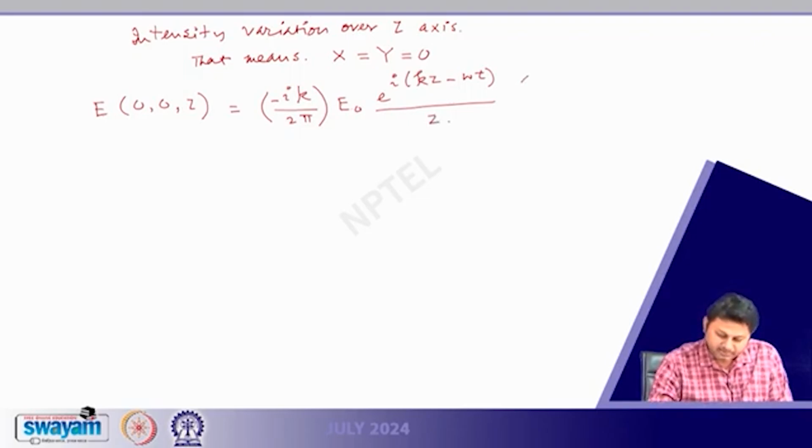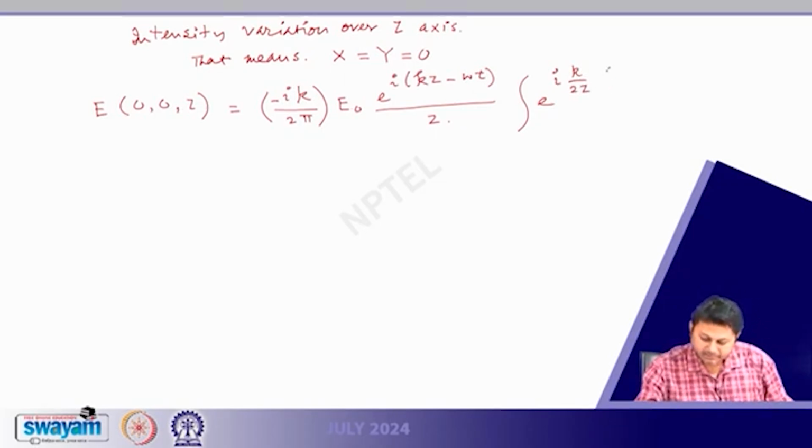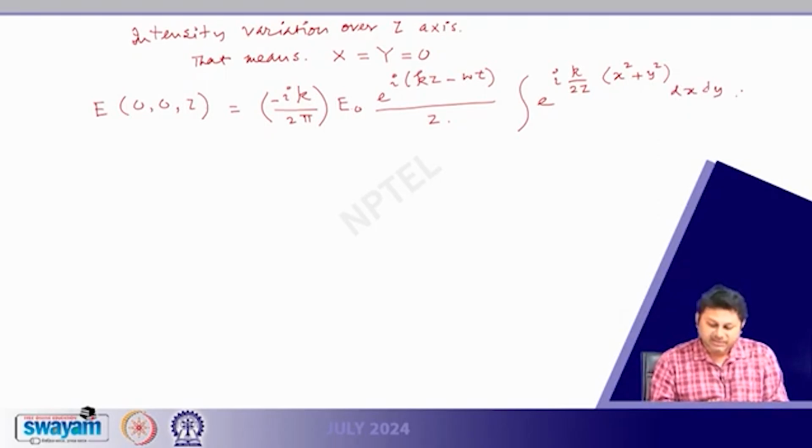and then we have the integral of e to the power of i k divided by 2z times (small x square plus y square) dx dy. That is the thing we need to execute.